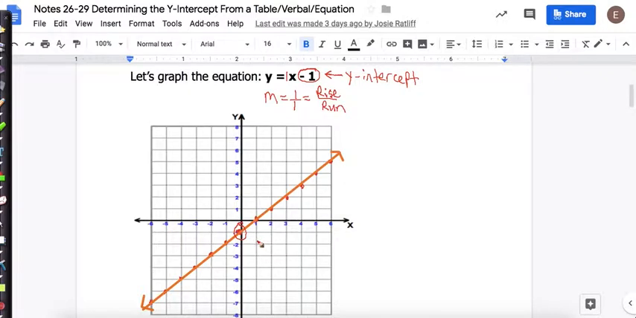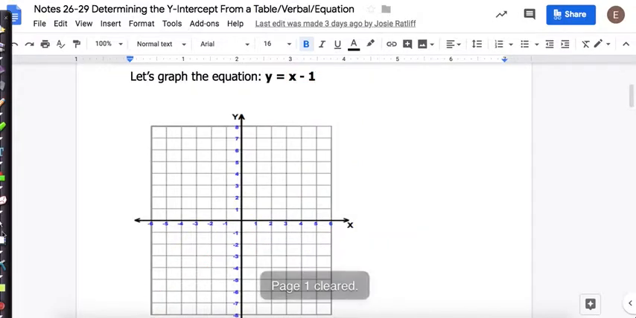Now this point right here is the y-intercept, so let's label it. Draw an arrow to it, and we call that the y-intercept. And the y-intercept coordinates will always start with 0. So it's going to be (0, negative 1), because the x is 0, the y is negative 1. So this will always happen. When the x value is 0, the y value will tell you what the y-intercept is. So let's keep that in mind as we go through the rest of today's notes.